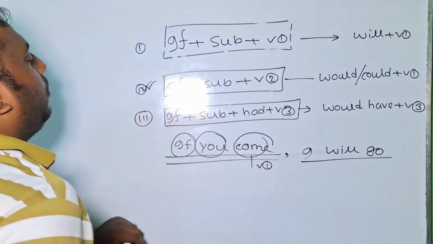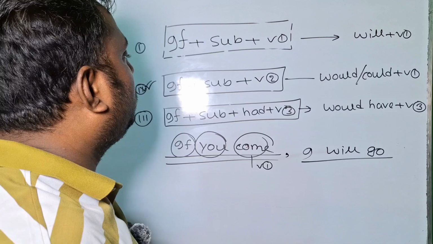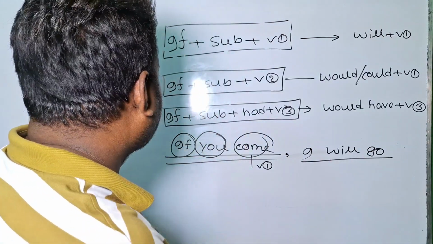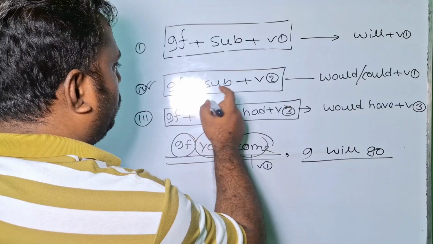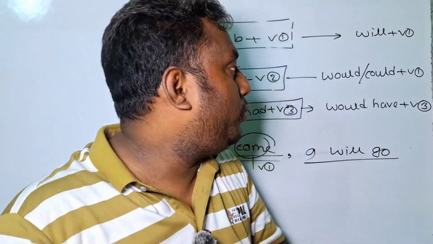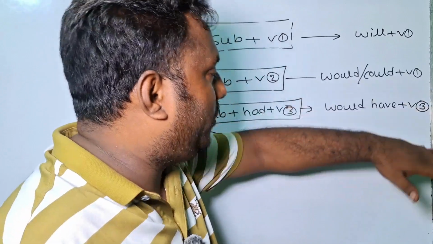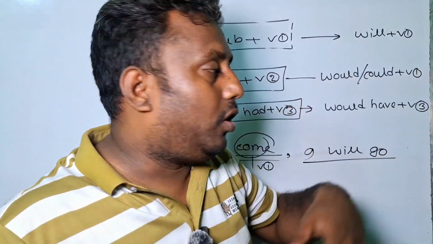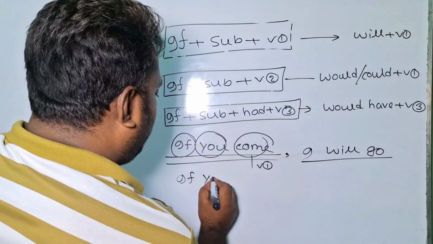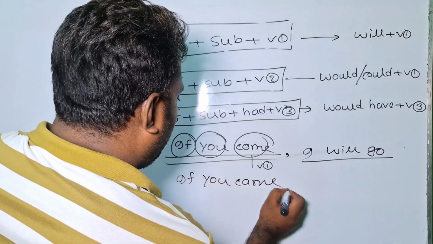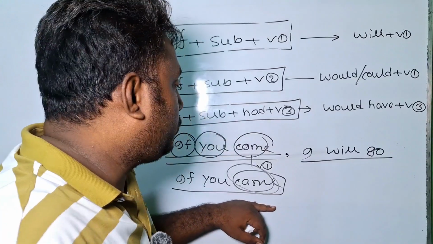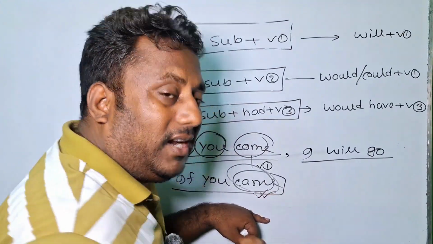Now we will turn to the second structure. This is the second conditional. If subject V2, so if the subordinate clause holds the past indefinite tense, of course the principal clause will be would plus V1 or could plus V1. Like if you came here, look, here the subordinate clause holds the past indefinite tense.